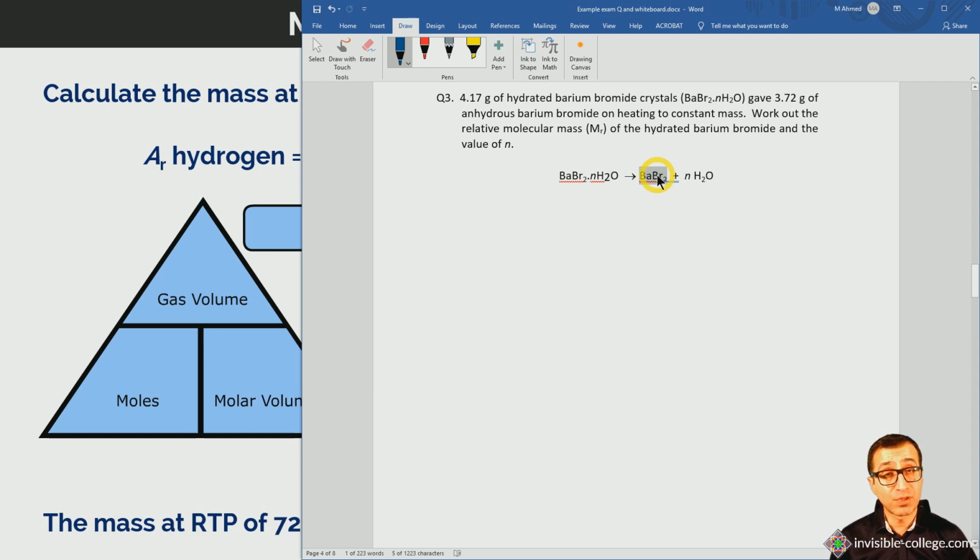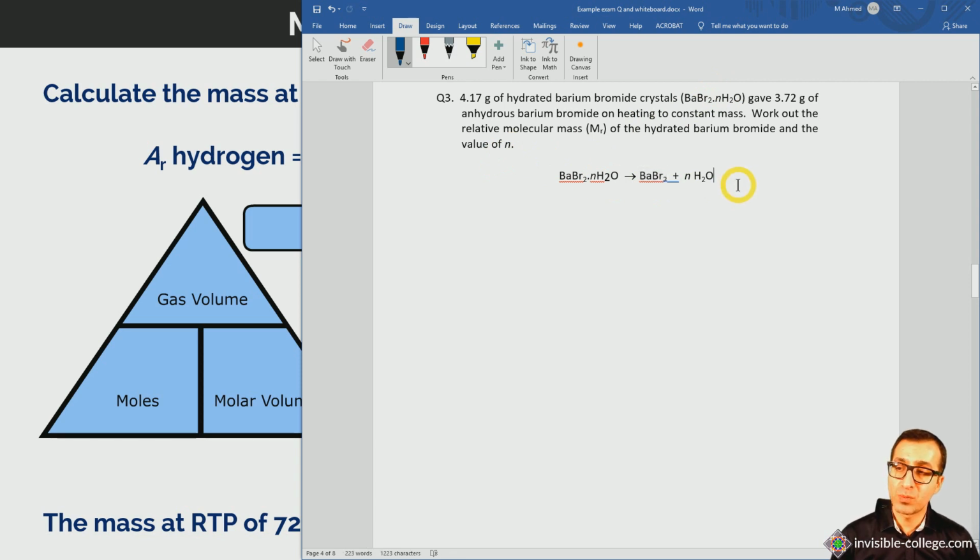And at that point, the mass of the crystals will not change, even under heating. So on heating to constant mass, this 4.17 grams of hydrated barium bromide crystals gave 3.72 grams of anhydrous barium bromide. So work out the relative molecular mass of the hydrated barium bromide and the value of N.